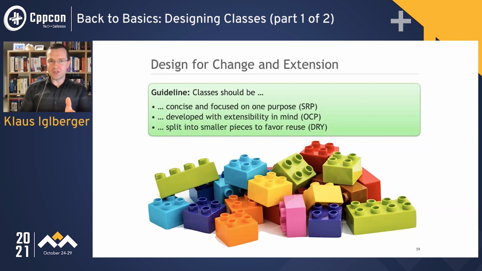So classes should always be concise and focused on one purpose, SRP. So please separate concerns. You have several smaller classes. This usually is a better design. Then classes should be developed with extensibility in mind. There will be extensions. Of course, you want new stuff. It should be easy to add that. And also classes should be split into smaller pieces to favor use. Smaller functions, smaller classes, all of these definitely help to support this DRY principle.